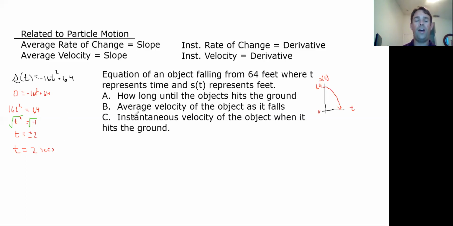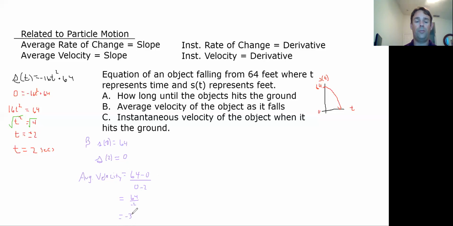Part B, what's the average velocity? So that's our slope. So first of all, when we drop it, S of 0, that is 64. When we let it go, it's at 64 feet. It hits the ground at 2 seconds. So average velocity is slope. So 64 minus 0 all over 0 minus 2. So that'd be 64 over negative 2. And this would be negative 32.